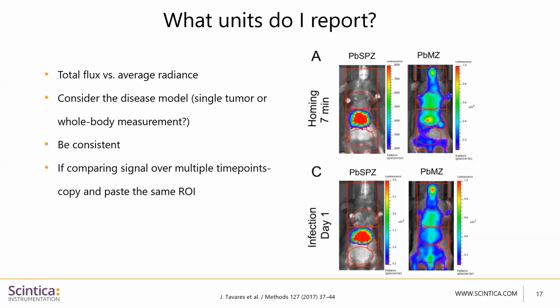Again, the important thing is to be consistent. You don't want to switch the units that you're reporting halfway through the study. Make sure that you're consistent across animals and across time points. And if you're comparing signal over time, always copy and paste the same ROI. This will be super important, whether you're doing total flux or average radiance, to account for the area that is being measured.